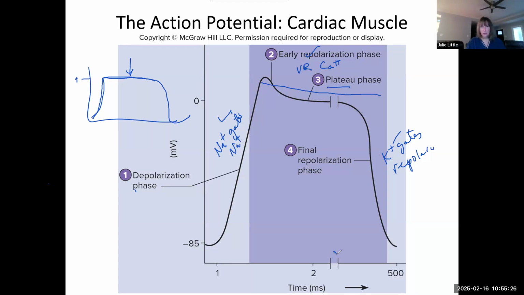And you'll notice they cut a little gap in here because it would be too long to draw between 2 milliseconds and say 400 milliseconds. That's a long time to be in this, what they've colored here. That is the absolute refractory period.